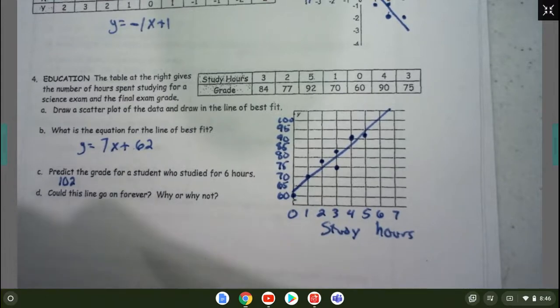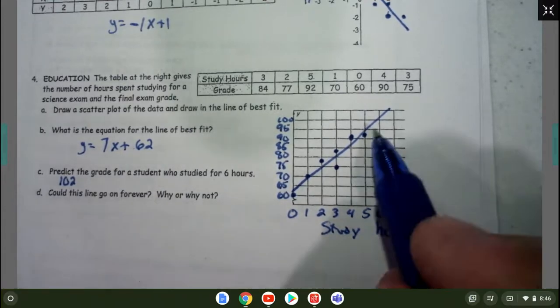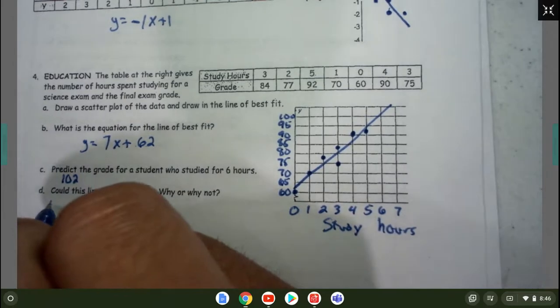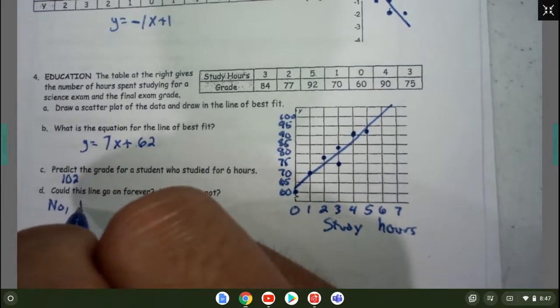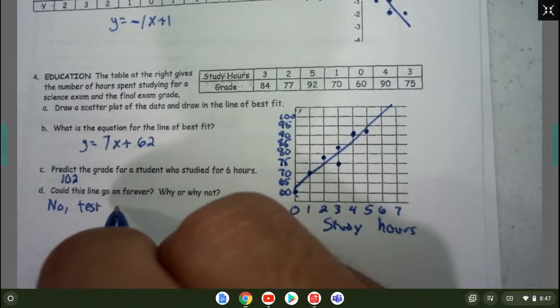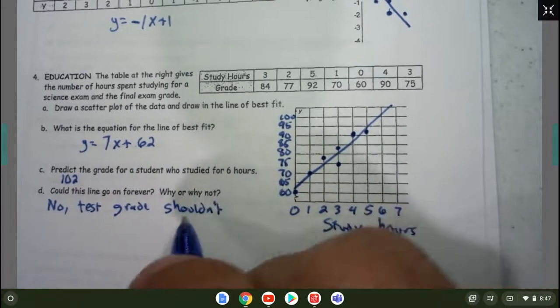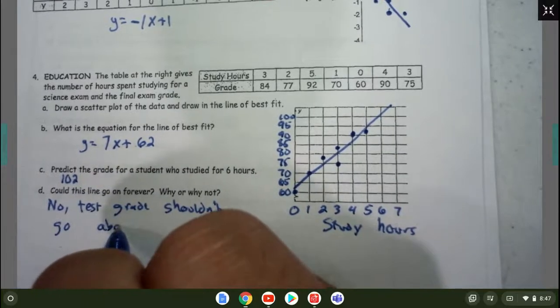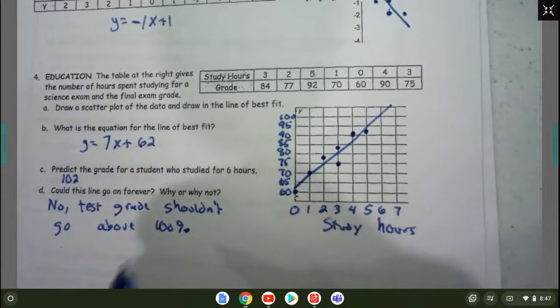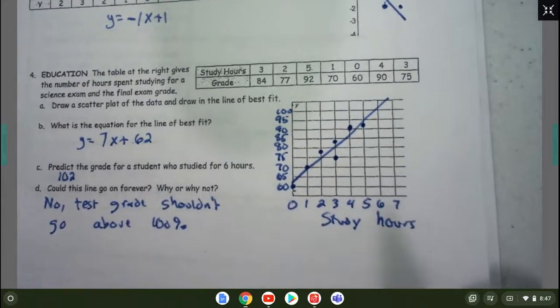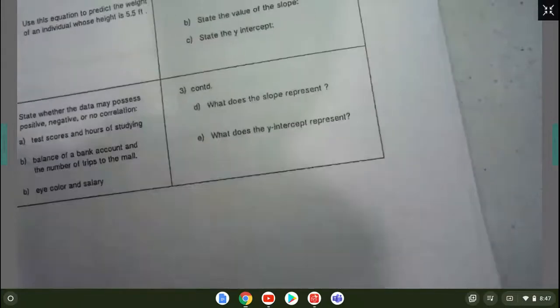Why or why not? No, it doesn't make sense. It doesn't even make sense to go to 102, right? Because typically a test is going to max out at 100%. Maybe there's some extra credit or something, but I'm going to say no. The test grade shouldn't go above 100%. That doesn't really make sense. We should stop at 100% there. All right. Keep moving along.